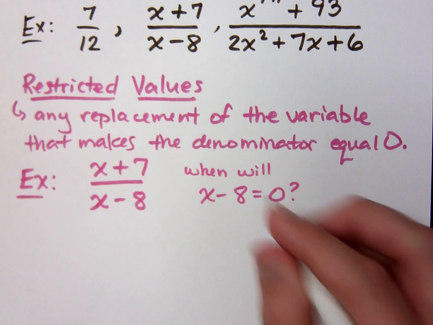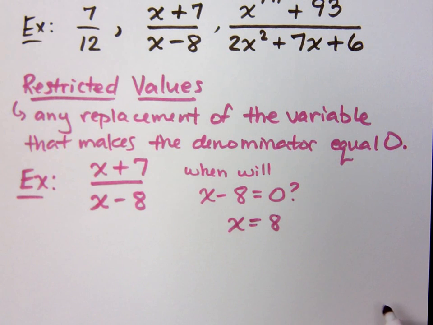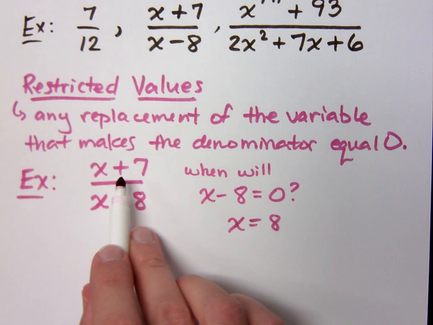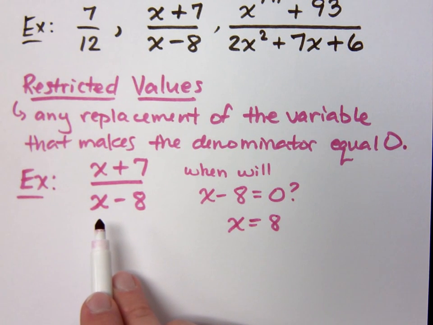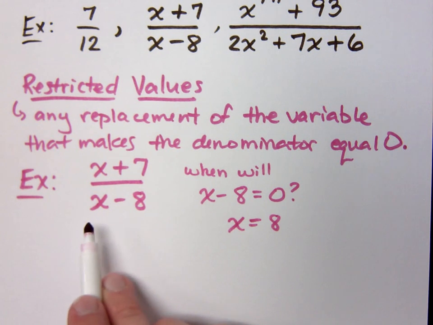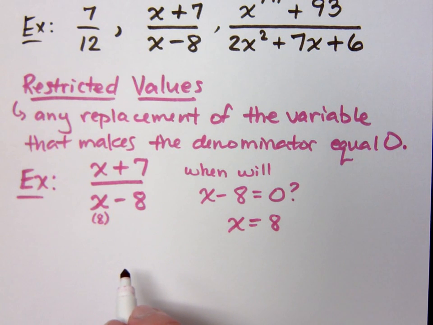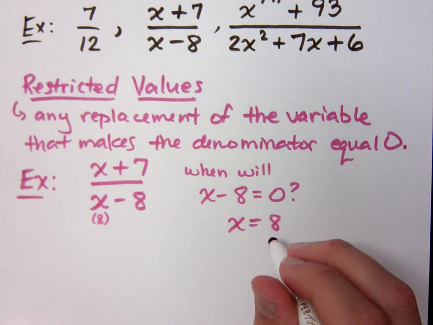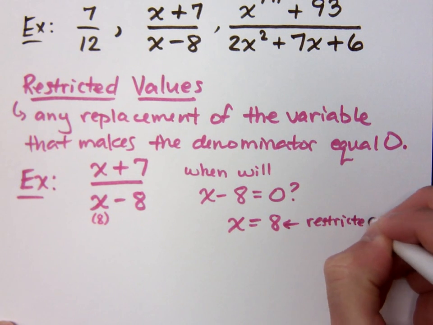If I solve this equation, I find out that x equals 8. This is my bad value. If I plug 8 into the numerator, I get 15. That's not the problem. It's when I plug 8 into the denominator that I have an issue. Because what would my denominator become if I plug in 8? 8 minus 8 is 0. My whole expression is undefined. It doesn't matter what your numerator is. If your denominator becomes 0, your expression is undefined. Do you buy that? So this is what I call a restricted value. For this problem, this is my restricted value.